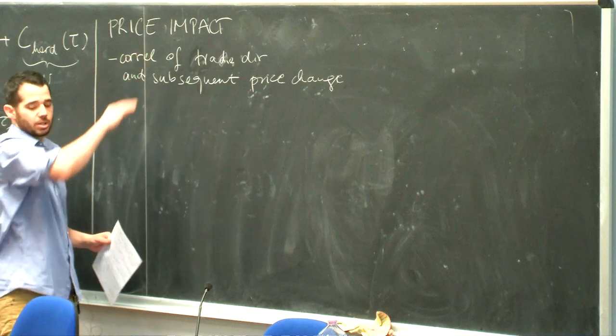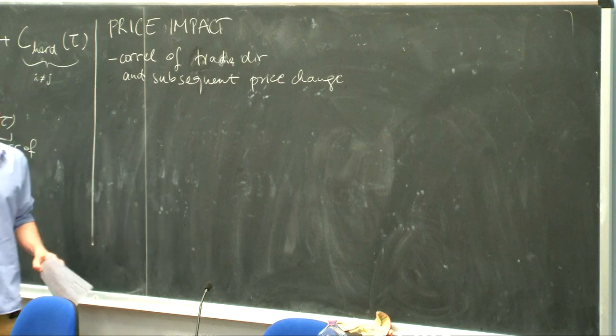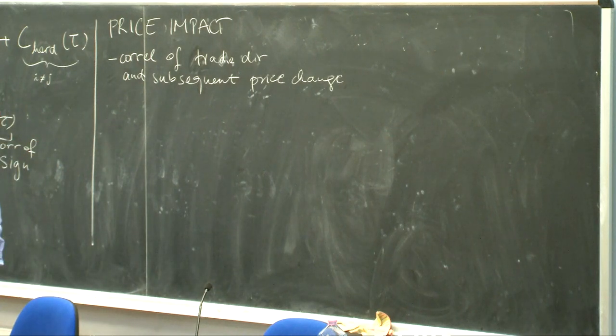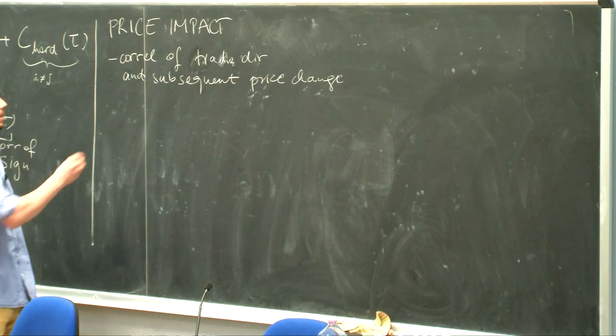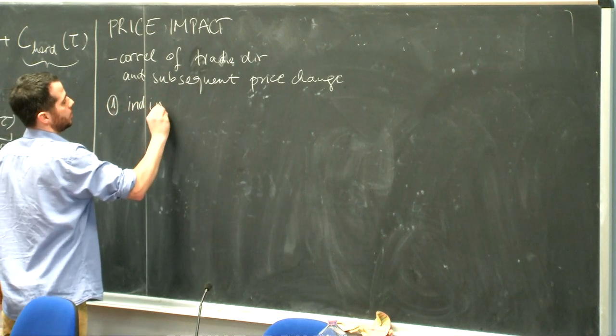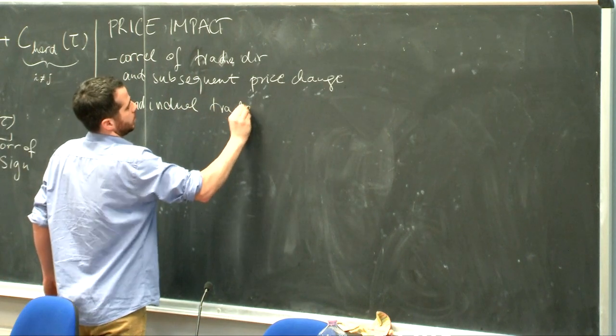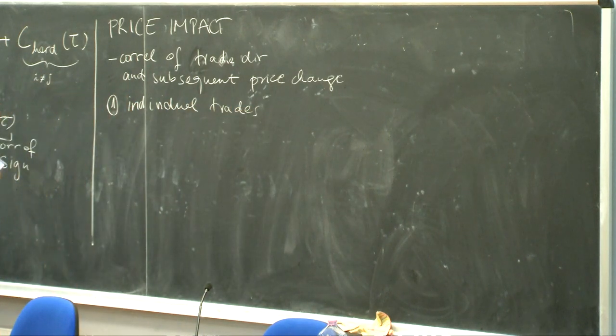And actually, this price impact, so what we do today, we will discuss, I think, only empirical results of price impact to be able to get to models afterwards. And we will divide this in two. That's an important thing to mention. So first will be the question of individual trades. So that's clear, I think.